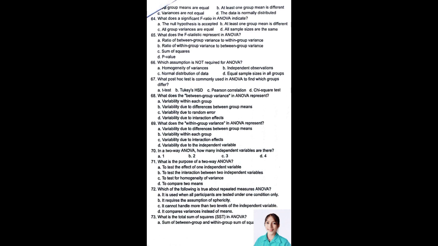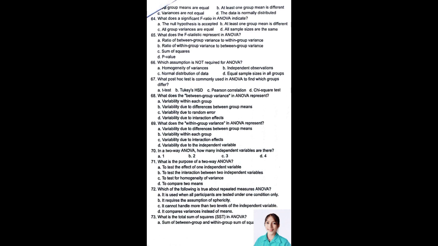Number 72 is which of the following is true about repeated measures ANOVA? In option B, it requires the assumption of sphericity. That is what is true about repeated measures ANOVA. Number 73 is what is the total sum of squares in ANOVA? The total sum of squares in ANOVA is the sum of the between group and within group sum of squares.